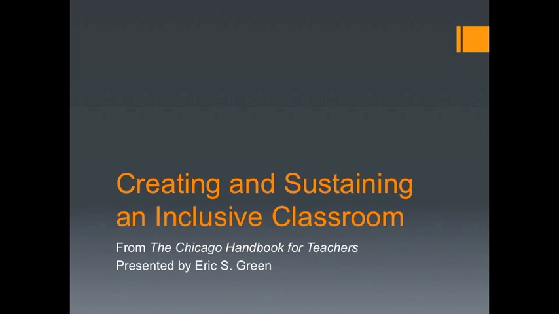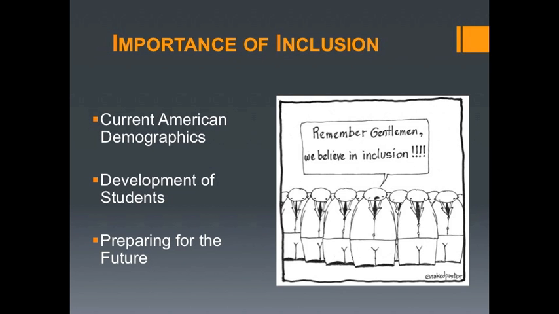Today we will be discussing the importance of creating and sustaining an inclusive classroom at the college level. As a basis for the discussion, we will be using the Chicago Handbook for Teachers, 2nd edition. Since the 1960s, there has been considerable change in the demographics of the American college student. Colleges and universities have seen an increase in the number of African American, Latino, and Asian students enrolled on their campuses. In addition, the United States enrolls nearly 25% of all international students.